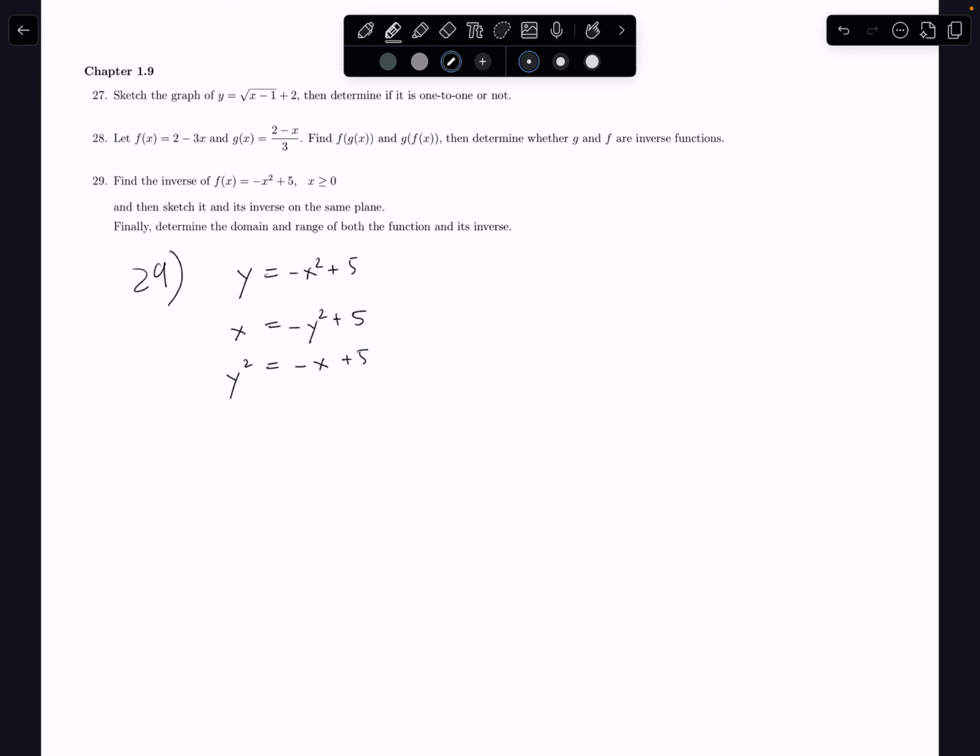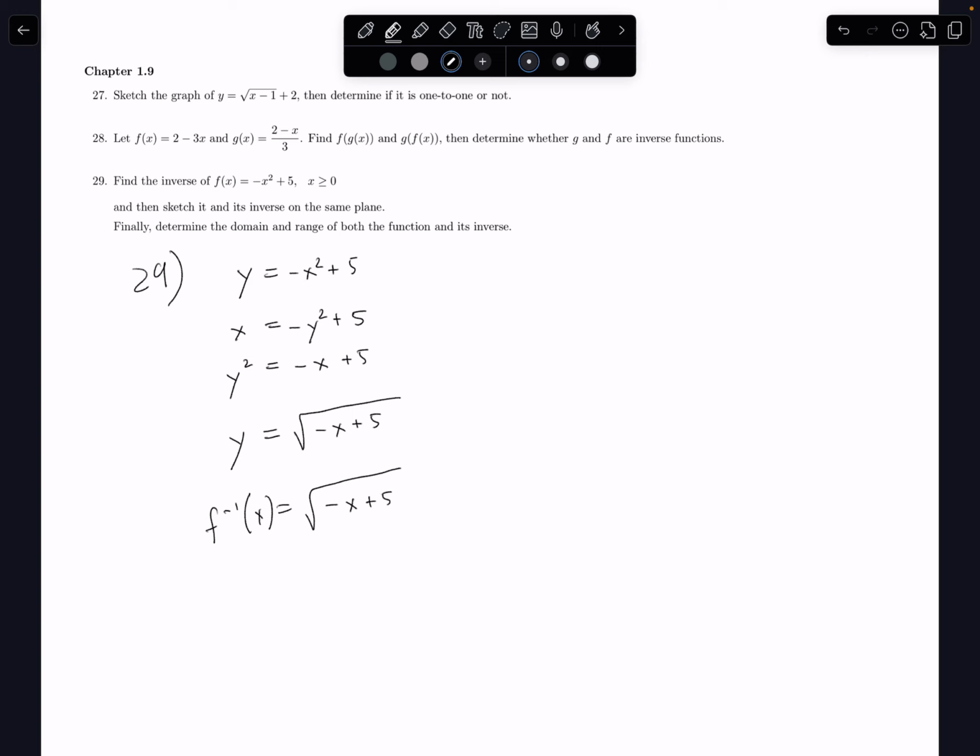Now I'll get rid of the square by square rooting. So I'm going to take the positive side of that. I'm going to get the square root of negative x plus 5. Or if you like, 5 minus x. And that's going to be my inverse function. So I'm going to say it. F inverse of x is the square root of negative x plus 5.